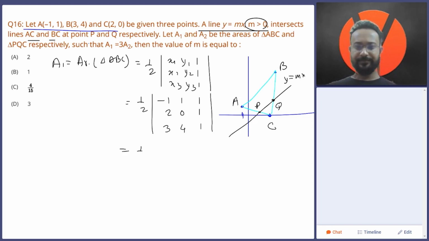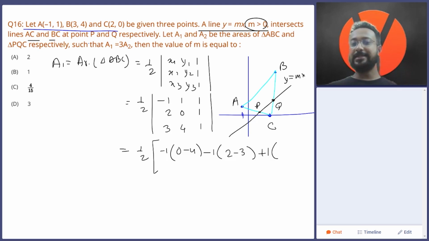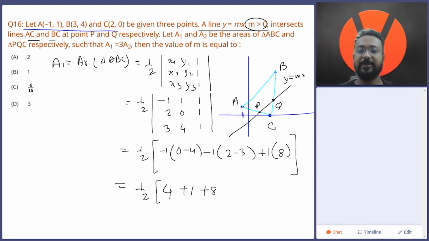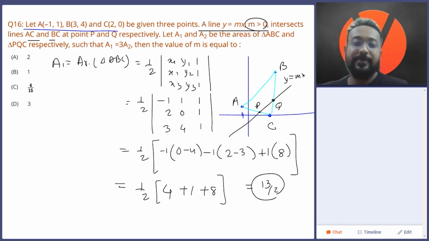So if you go through it, half of minus 1 into how much? 0 minus 4. Minus 1 into how much? 2 minus 3. Plus 1 into how much? 8 minus 0. Yes. So this happens to be half of 4 plus 1, because this minus 4 and minus 1 becomes plus 4, and then this becomes minus 1 plus 1 plus 8. So I think it is 8 plus 4, 4 plus 1 is 5, plus 8 is 13 by 2. 8 plus 4 is how much, beta? 12. Yes, correct. So the area of triangle ABC is 13 by 2.